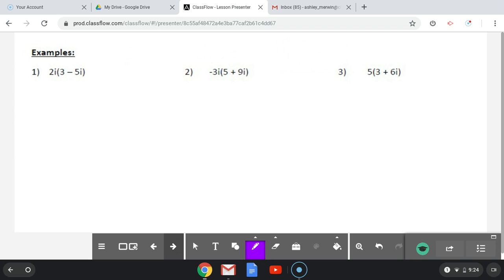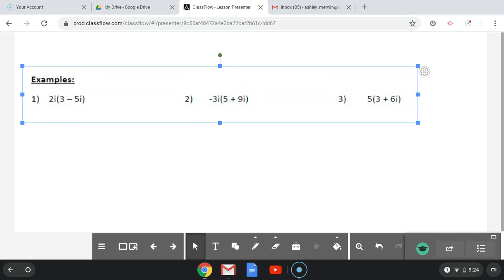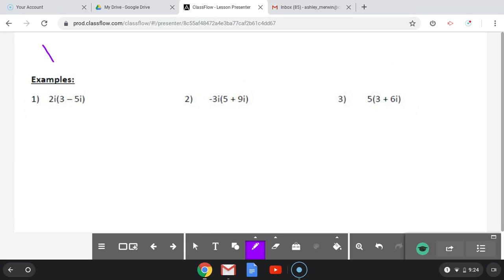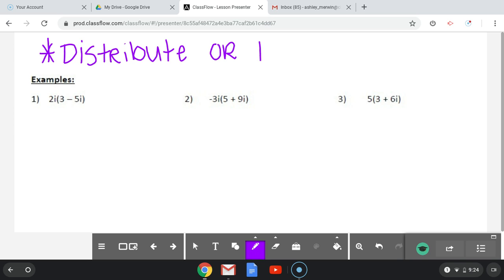Okay, so you can multiply real and imaginary numbers. The two methods that you're going to use when you're multiplying: you're either distributing, if there's only one set of parentheses, or you need to FOIL, firsts, outers, inners, lasts, if there are two sets of parentheses. Okay, so number one, there's only one set of parentheses. It's 2i times 3 minus 5i. I'm going to distribute this 2i to both parts.